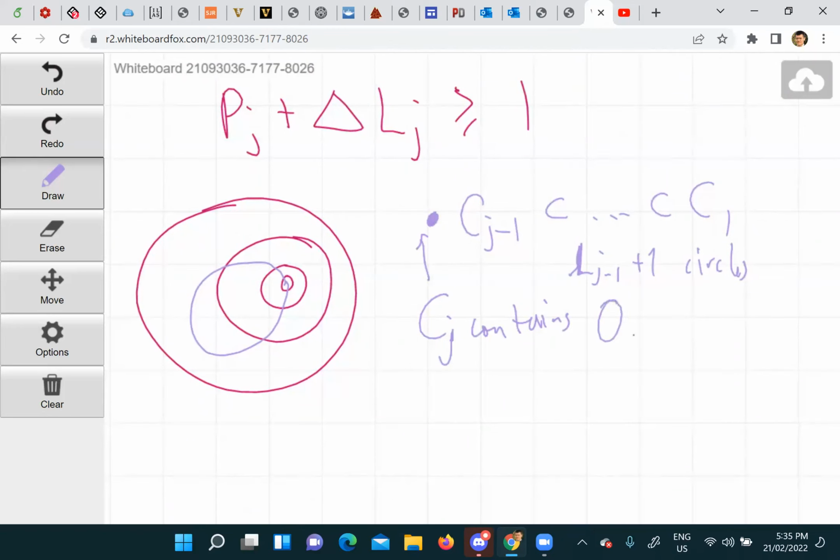Let's call the center O_{j-1}, okay? It has to contain the center of that, right? So we know that, and it has to get... so if it changes level, right? It has to break part of that chain, yeah?